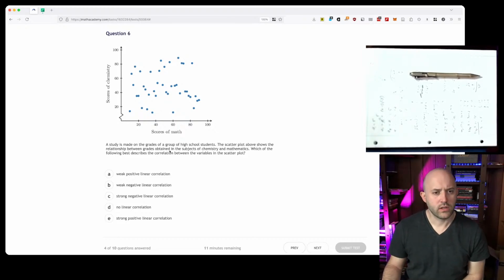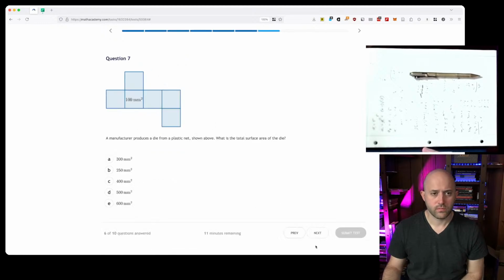Okay, let's see here. Scores of math. The scatter plot shows the relationship between the grades. Which describes the correlation between these? None. A manufacturer produces a die from a plastic net. What's the total surface area of the die? So 6 sides on a die, 100 meters, 600 millimeters. Okay.